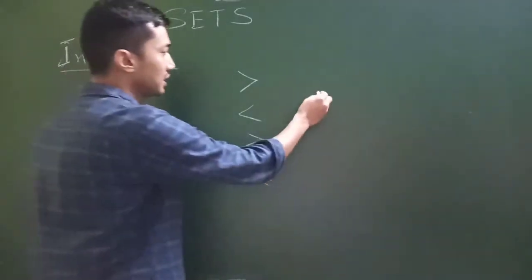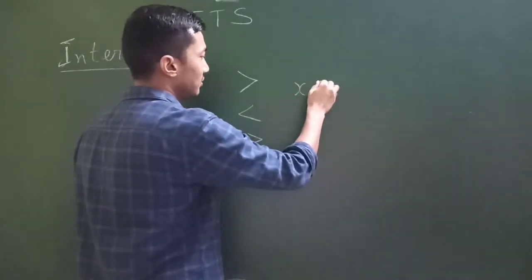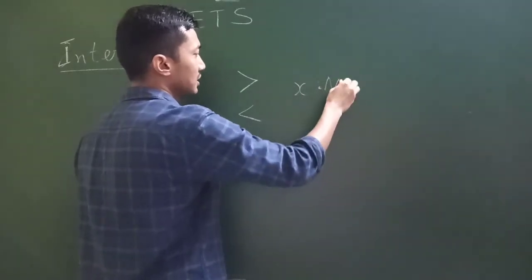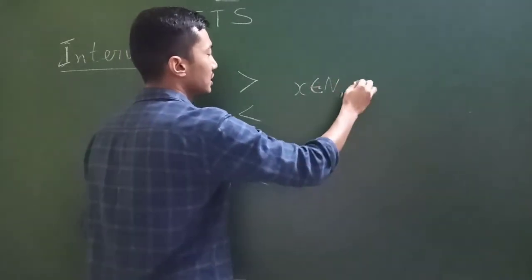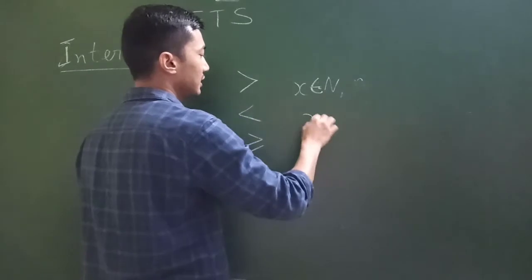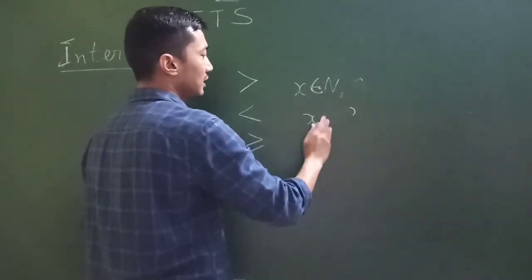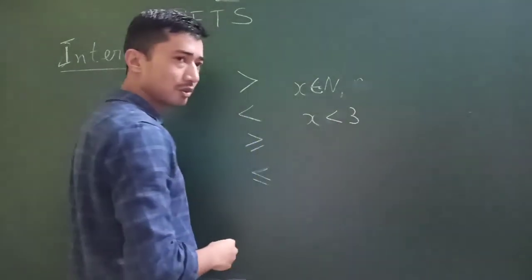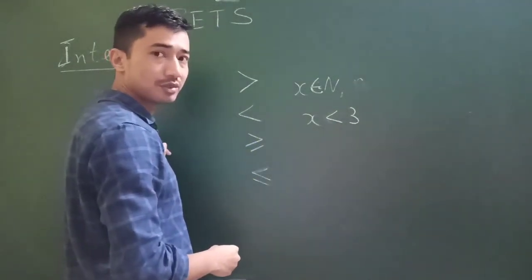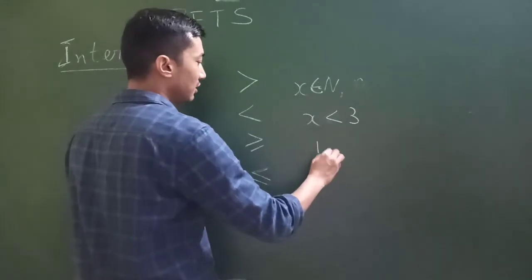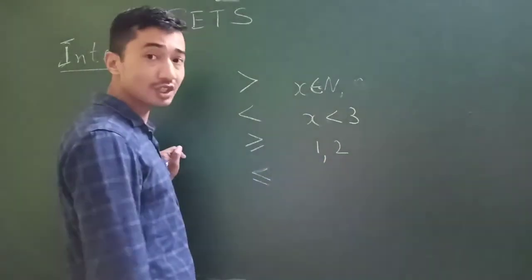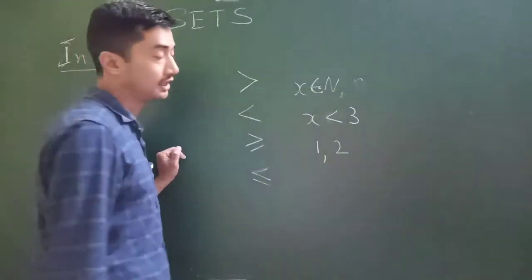For example, if I say x belongs to the set of natural numbers, and x is less than 3, what will be your answers? Less than 3 natural numbers, x belongs to natural numbers. Your answers will be like 1 and 2. I'm not going to be counting 3, isn't it?